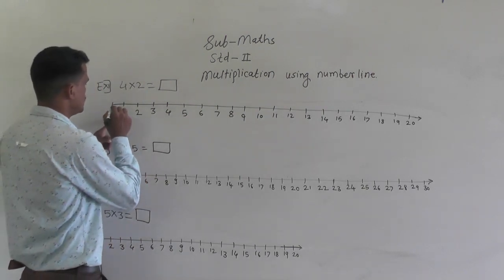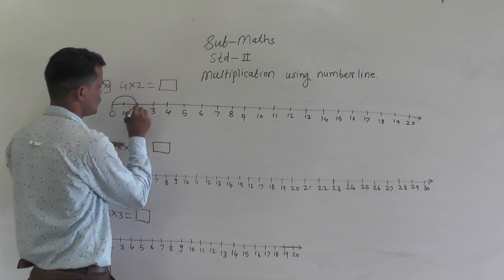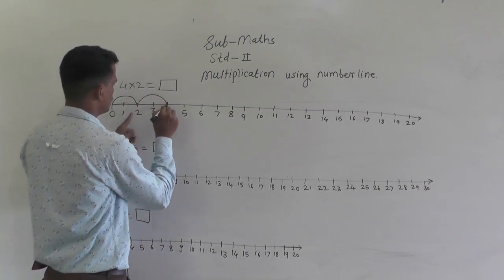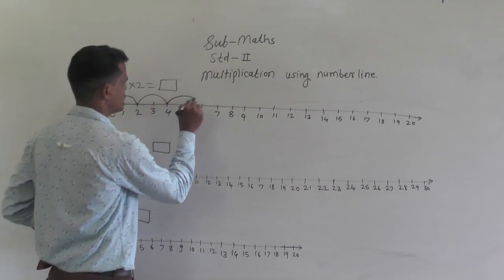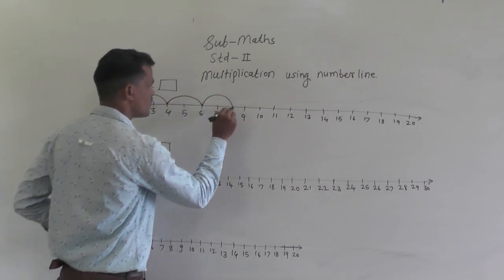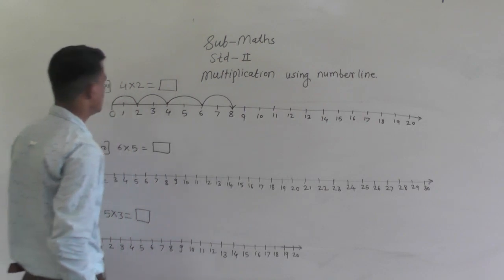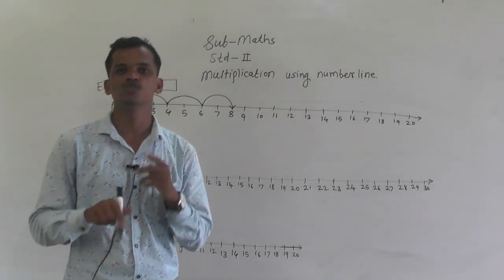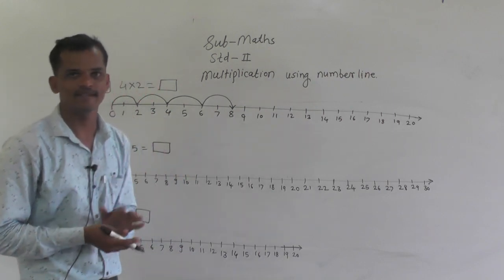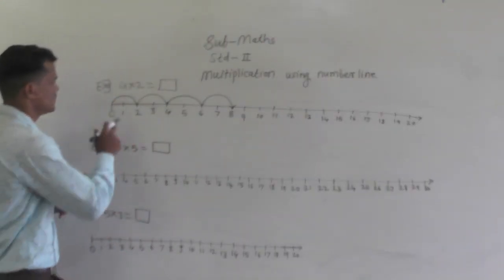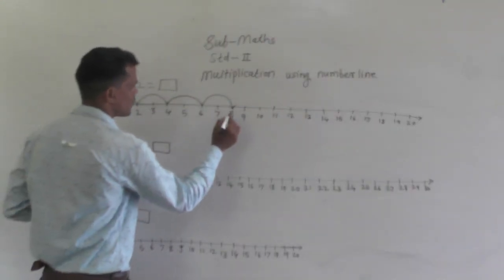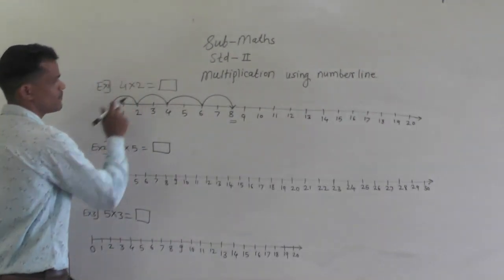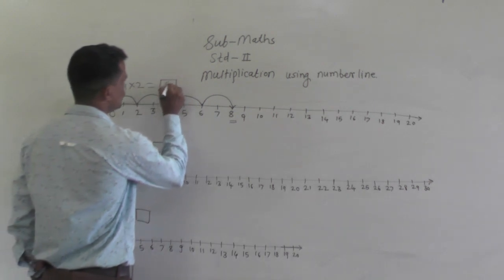See here, 0 to 2, then 2 to 4, 2 times, then 3 times and 4 times. If you add 2 four times, you will get 8 as the answer. See here, 1, 2, 3 and 4, our answer is 8. So 4 multiply by 2 is equal to 8.